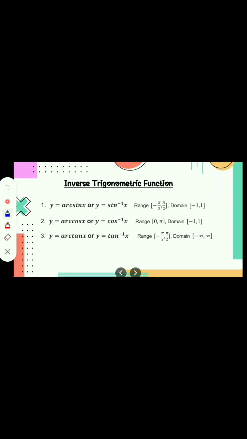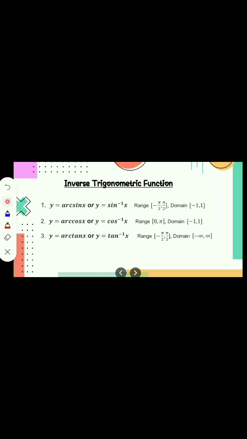So, for inverse trigonometric functions, we're only going to focus on sine, cosine, and tangent. So, the first, the inverse sine function. Another way to write this is y equals arc sine x, or y equals sine inverse of x. So, these both are the same or equal. This looks like an exponent, but it's not, it just means the inverse.